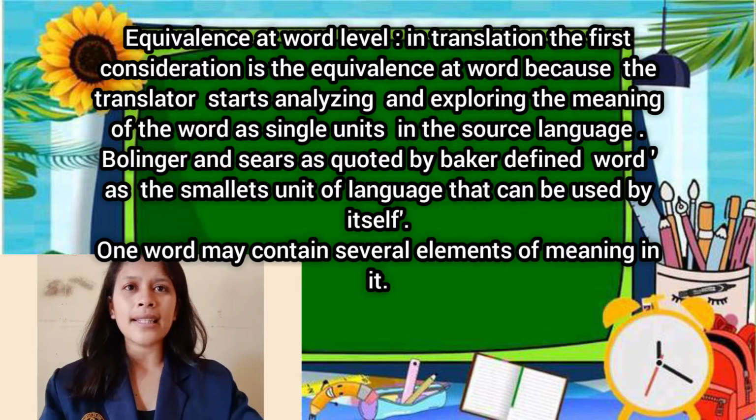In translation, the first consideration is equivalence at what level, because the translator starts analyzing and exploring the meaning of the word. As the single unit, the word is the smallest language unit. Bolinger, as quoted by Baker, defines it as the smallest unit of language that can be used by itself. One word may contain several elements of meaning.